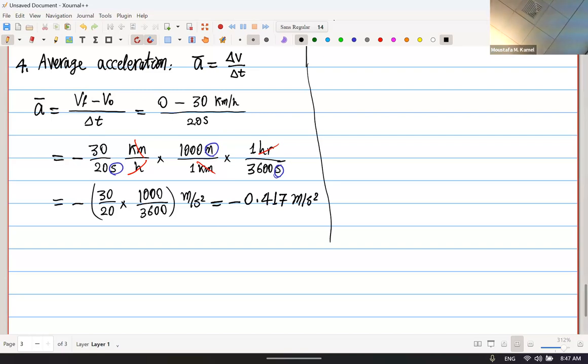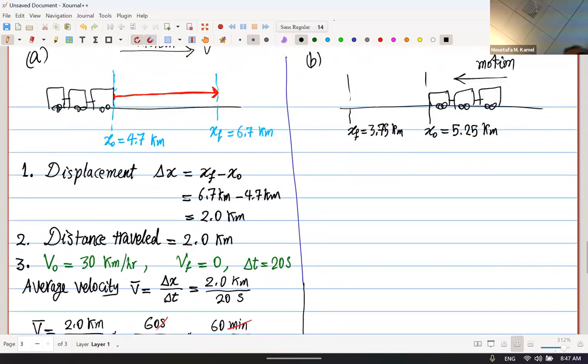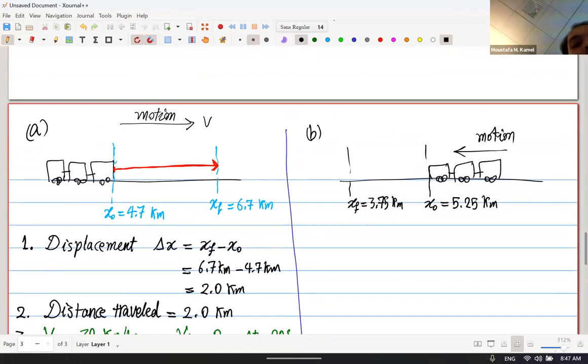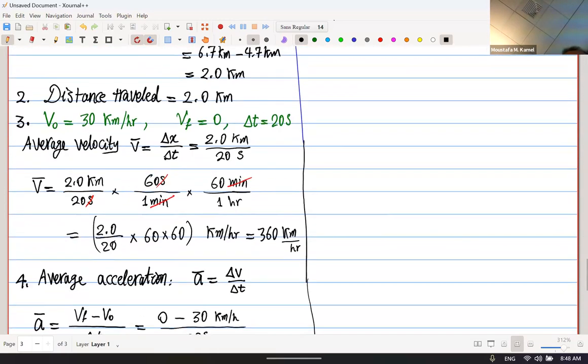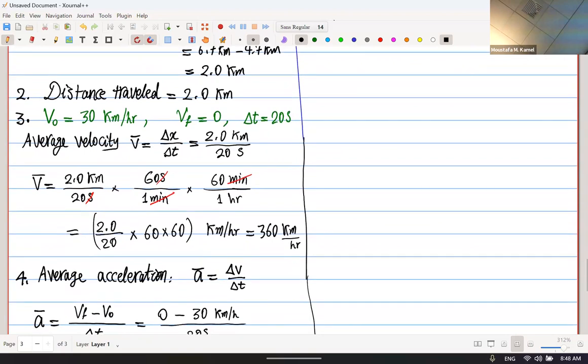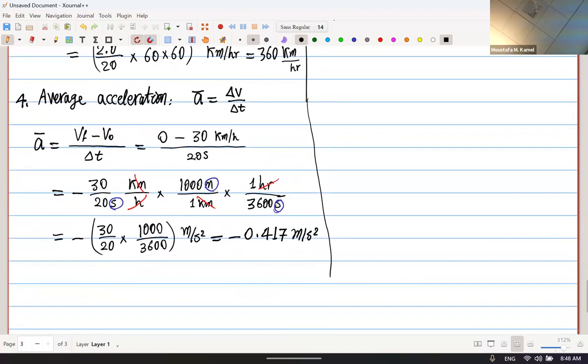This is the average acceleration in this case. And in this case, the acceleration is negative, meaning that it is pointing to the left. And if you remember, the train was moving to the right. So the acceleration to make it stop is pointing the other way. So it's decelerating the train. If instead I told you it was starting from rest, so the initial velocity was 0, and it accelerates up to 30 kilometers per hour, we will get the same number, but with a positive sign, because it's speeding up from rest to arrive at that velocity.